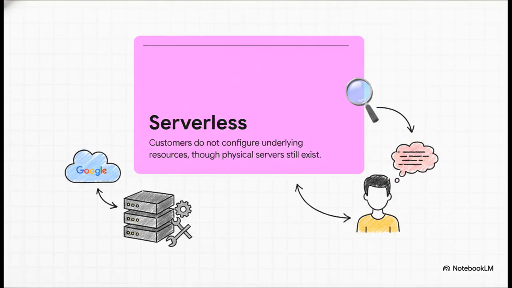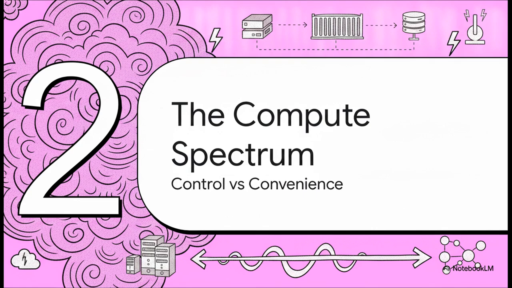And this brings us to serverless. Now, quick reality check here. Serverless doesn't mean servers just magically vanished into thin air. There's always physical hardware humming away somewhere. Serverless simply means you do not need to configure, monitor, or maintain those underlying resources. Google handles the grunt work so you can focus strictly on developing your code. Pretty sweet, right? Okay, moving right along to Section 2, the compute spectrum.